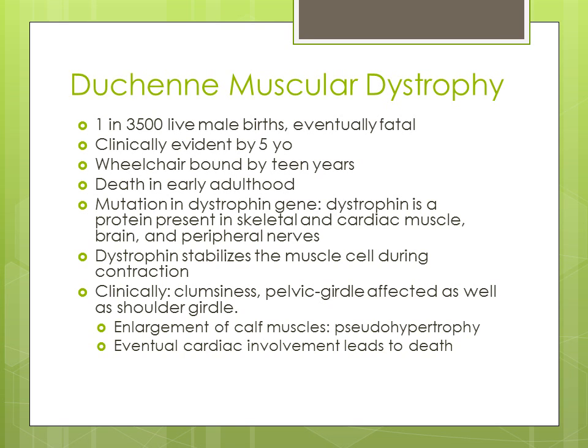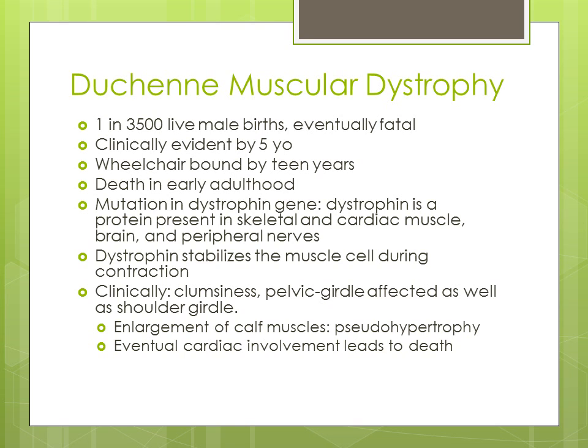It is eventually fatal. It becomes clinically evident by about age 5, and by the teenage years they're going to be wheelchair bound. Usually by their early adulthood, 18 to 25 or so, they will die. And it's caused by a mutation in the dystrophin gene, and dystrophin is a protein that is present in skeletal muscle, cardiac muscle, and also in the brain and peripheral nerves. And it stabilizes the muscle cell during contraction.